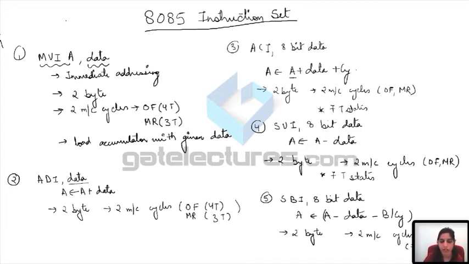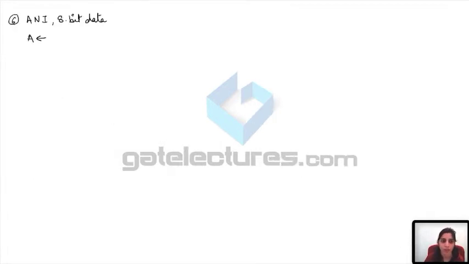Next instruction is ANI, and immediate. So this is a logical operation. Here we looked at 4 arithmetic operations: addition, add with carry, subtraction, subtract with borrow. These were 4 arithmetic operations that we had in immediate addressing mode. Now we are looking at logical operations. So AND is the first logical operation that we are looking at. So what this will do is A AND 8-bit data.